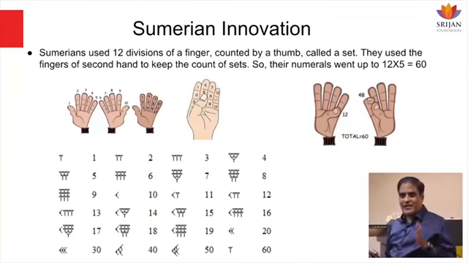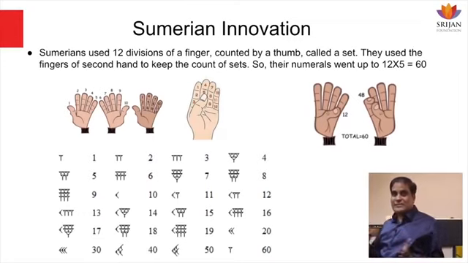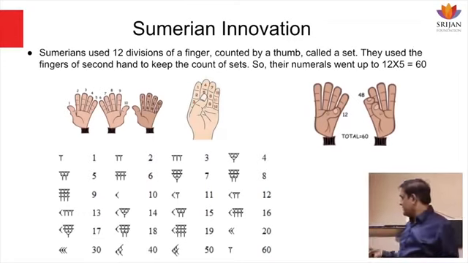Okay, whatever the small things are there, segments. So these segments can count up to 12. So 12 on one hand, and on another we have 5. So this way they can go up to 60, from 10 to 60.